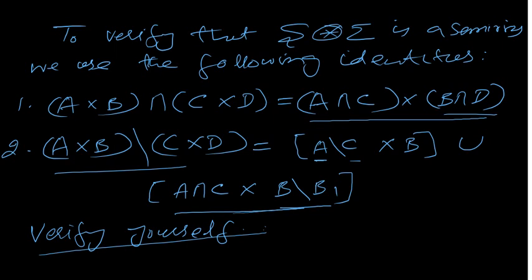Now we also make the following assumption throughout this section: we treat 0 times infinity as 0. This is our assumption. We should keep in mind that 0 times infinity is equal to 0 in our case.